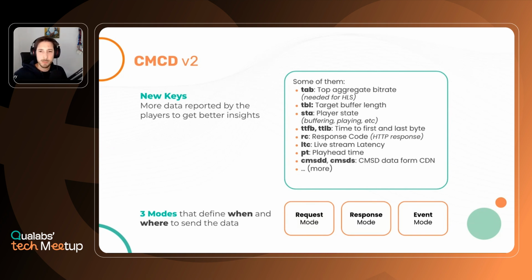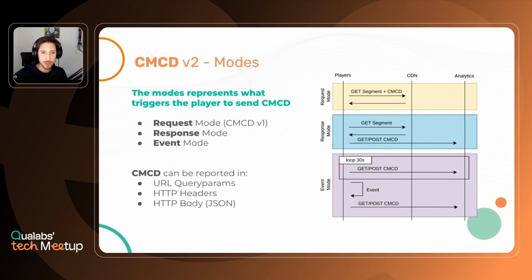But what I think is the most important thing about CMCD version 2 is the modes. We have 3 new modes called request mode, response mode, and event mode. So what are the modes?